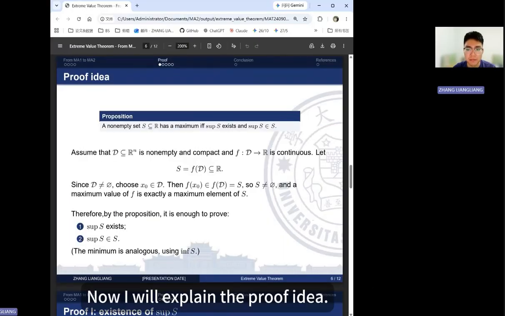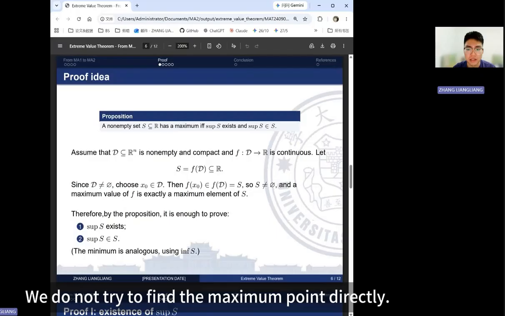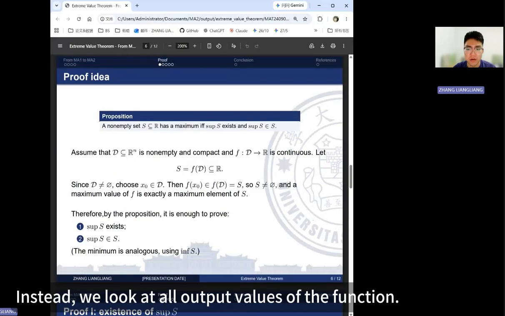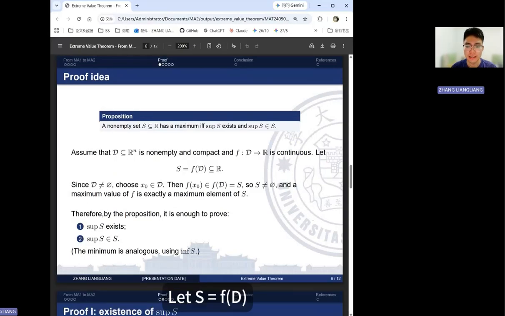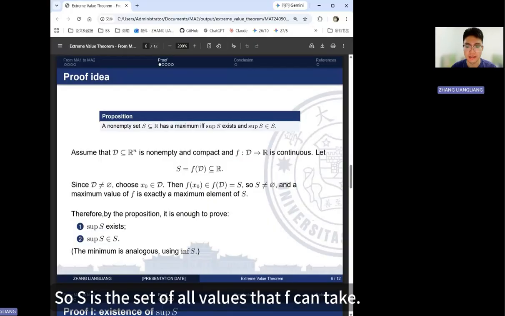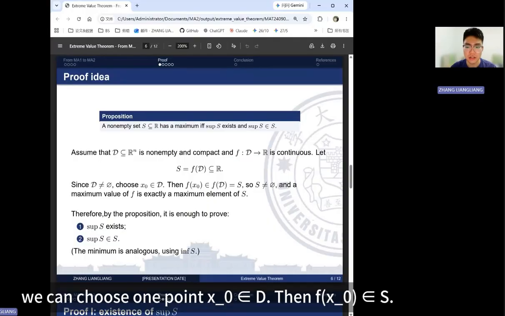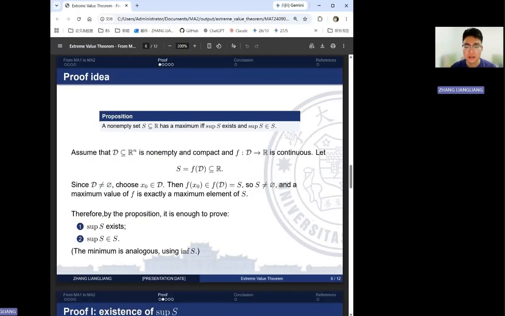Now I will explain the proof idea. We do not try to find the maximum point directly. Instead, we look at all output values of the function. Let S be f(D), so S is the set of all values that f can take. Since D is not empty, we can choose one point x0 in D, such that f(x0) is in S. So S is also not empty.